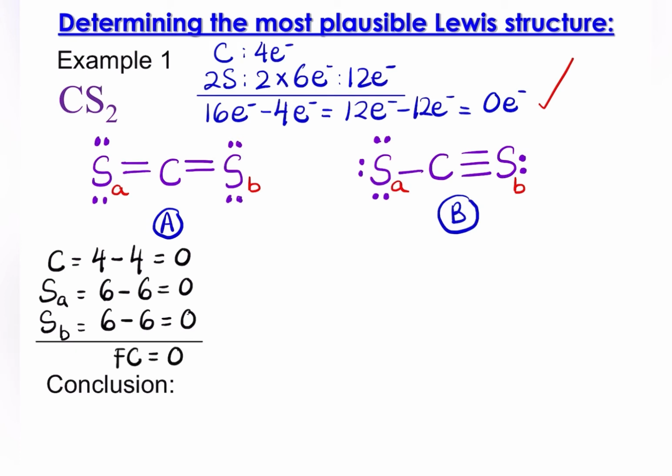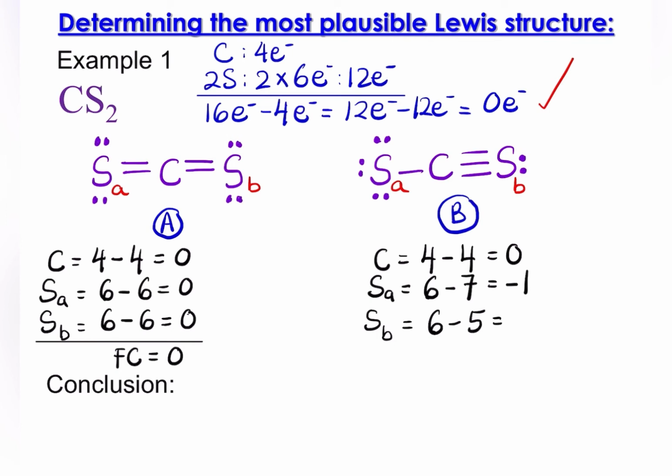And let's go to the next structure, structure B, where I'm going to calculate the formal charge for each atom as well. Starting from carbon, carbon has 4 valence electrons minus, we got 4 items here, so minus 4 equals 0. And then we got SA, in this case 6 minus 7 items, you will have negative 1. And then the last one, SB, 6 minus, as you see here, 1, 2, 3, 4, 5. So 5 items, you will have positive 1. Don't forget the sign positive and negative. And the total formal charge here is FC equals 0.